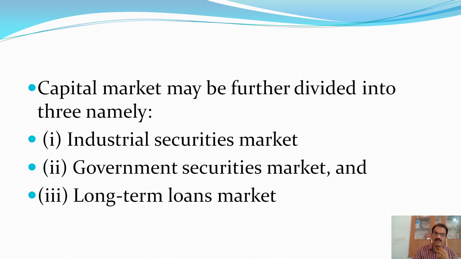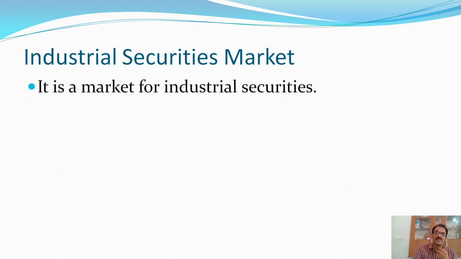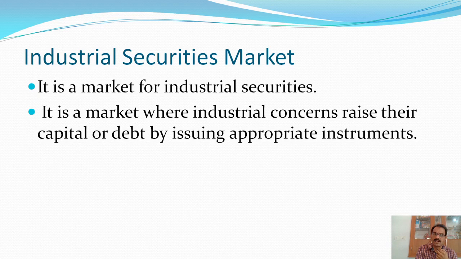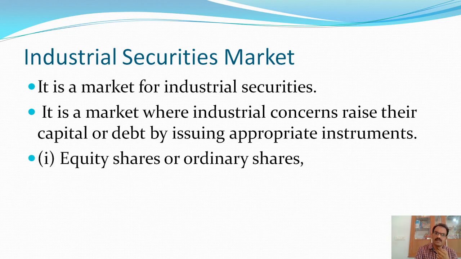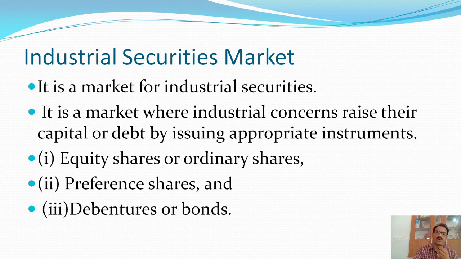Let's discuss one by one in detail. First one, industrial securities market. It is a market for industrial securities. In this market, industrial concerns raise their capital or debt by issuing appropriate instruments. The various instruments used here are equity shares or ordinary shares, preference shares, debentures and bonds. These are the important instruments used in the industrial securities market for raising capital.